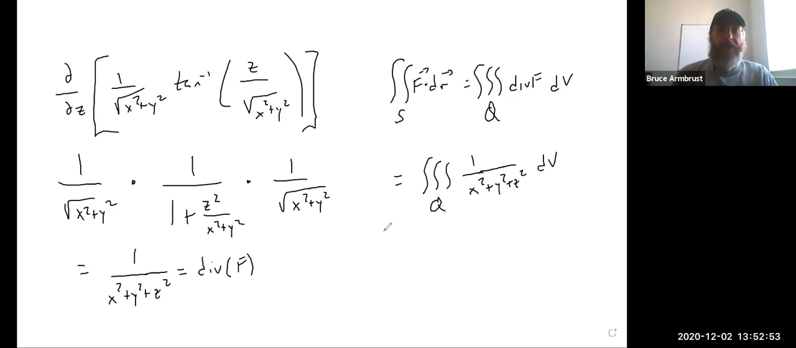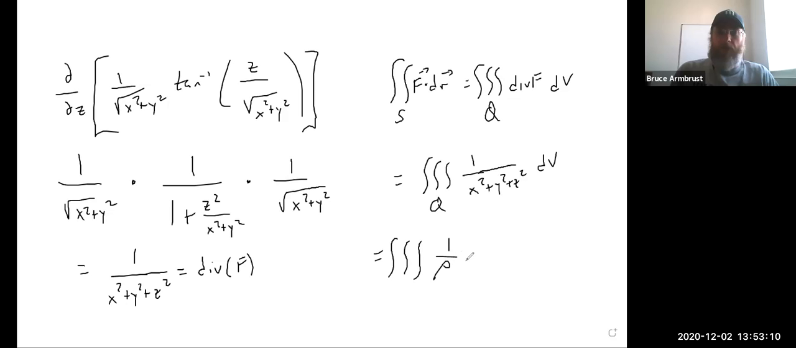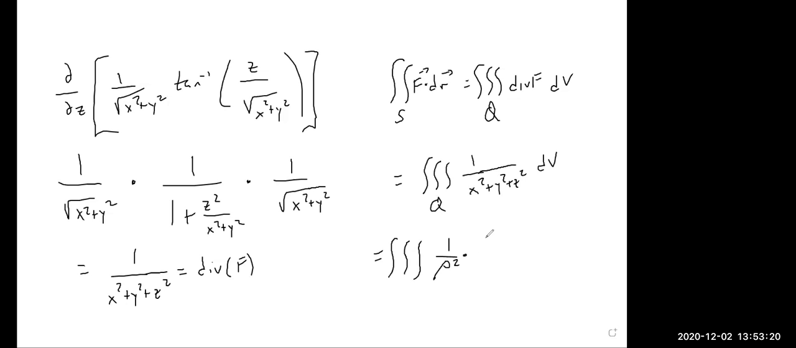So I love the idea of going to spherical. If we go to spherical, first of all, change this function. What does this look like in terms of spherical coordinates? 1 over rho squared. Cool. We do need to put in our Jacobian for spherical. So what's the Jacobian? Rho squared sine phi.